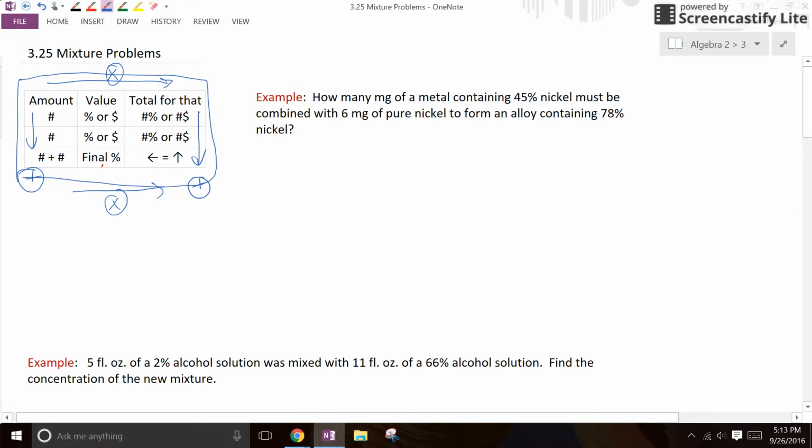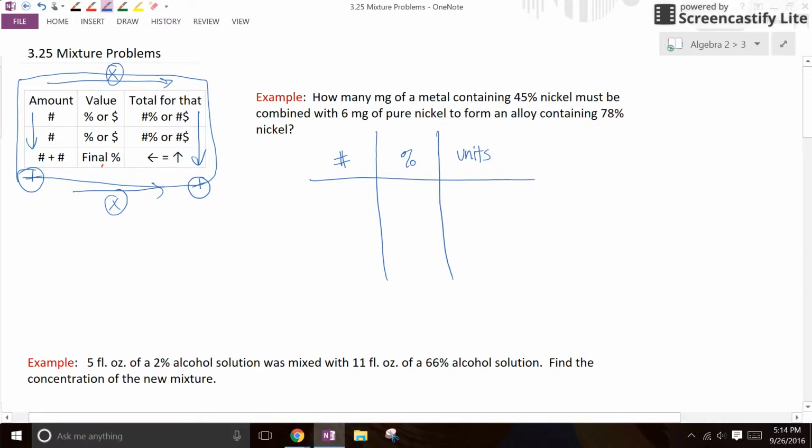So let me do a couple of examples, to help you see how I did them when I first started to learn them, when they finally made sense. This says how many milligrams of metal containing 45% nickel must be combined with 6 milligrams of pure nickel to create 78% nickel. So I'm going to have the number here, then the percentage, and then the units or something. I have a hard time labeling that column.